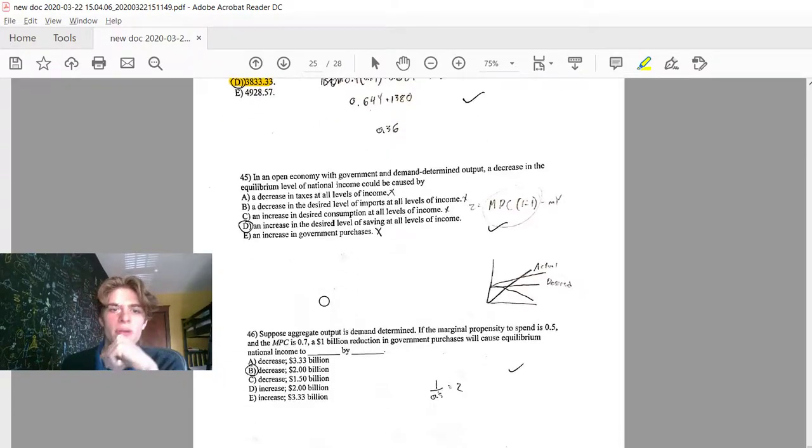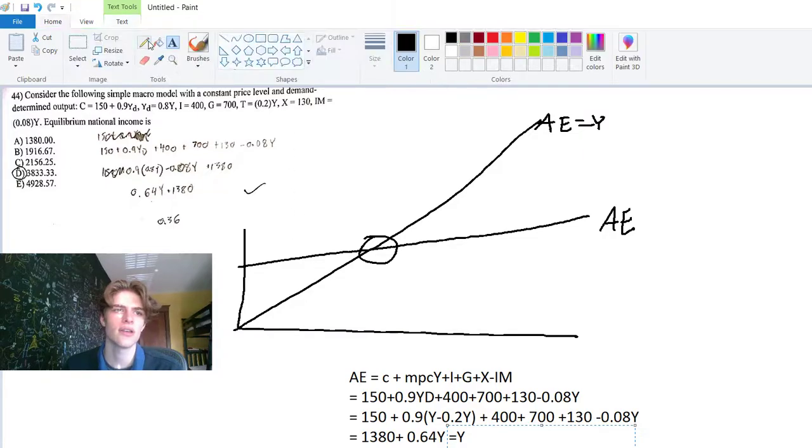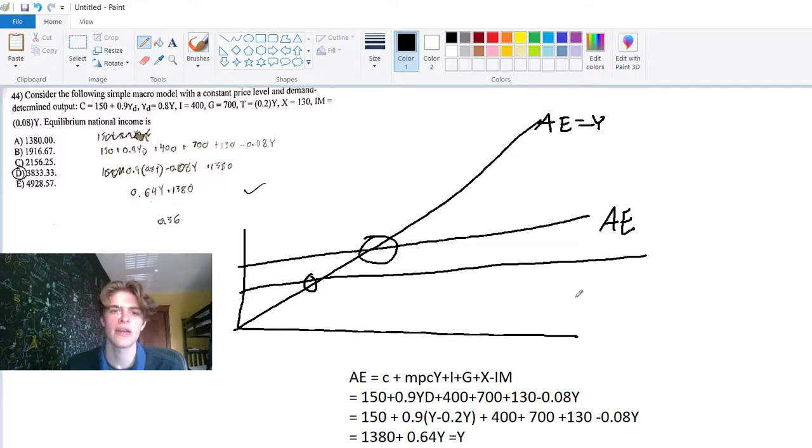In an open economy with government and demand-determined output, a decrease in equilibrium level of national income could be caused by a decrease in equilibrium level of national income. Here is our equilibrium level of national income. So a decrease in that. That means that our AE curve would have to shift downwards to get a new one down here, right? Something like that.